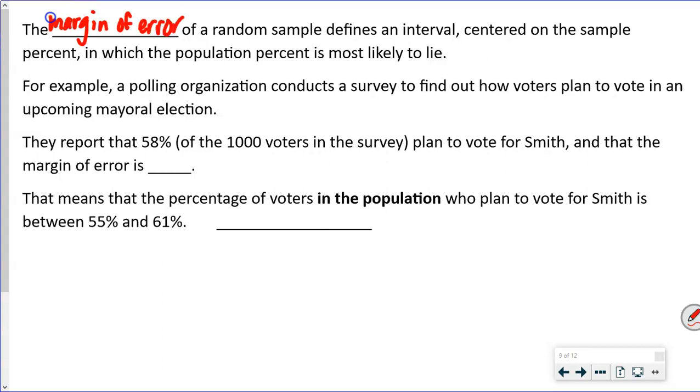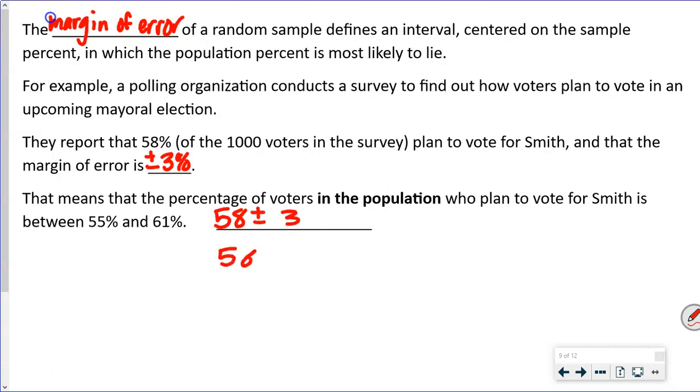So for example, a polling organization conducts a survey to find out how voters plan to vote in an upcoming mayoral election. They report that 58% of the 1,000 voters in the survey plan to vote for Smith, and that the margin of error is plus or minus 3%. Okay? So what this means is the percentage of voters in the population who plan to vote for Smith is between 55 and 61. And the way that we get that is we take the 58%, and we're going to add and subtract 3 from it.